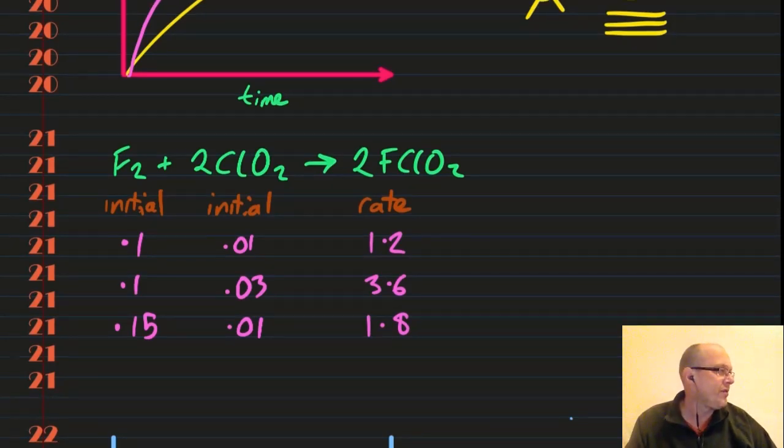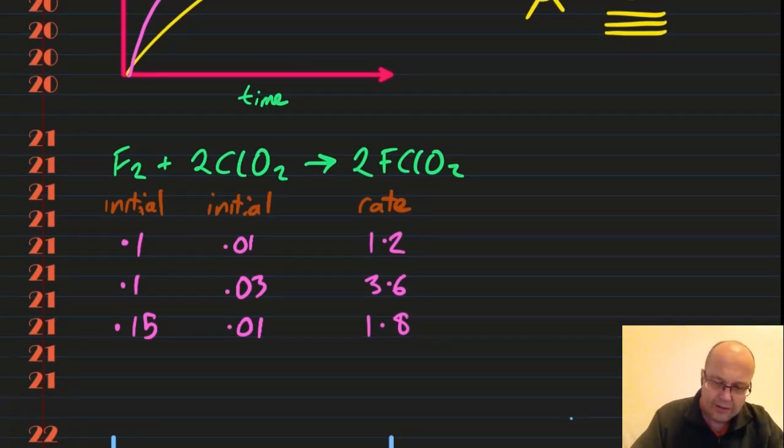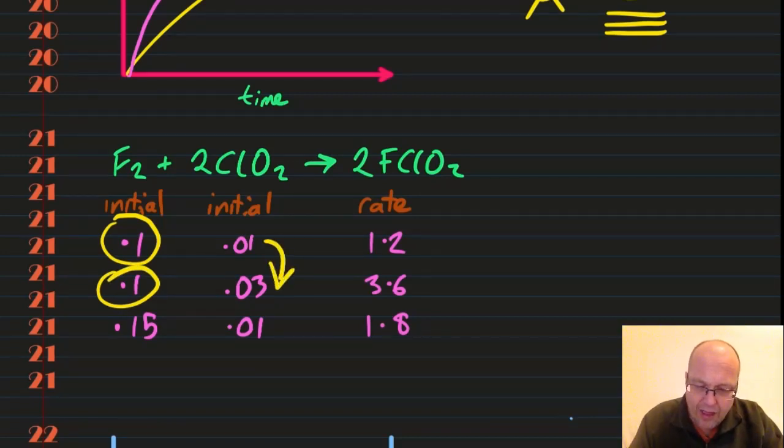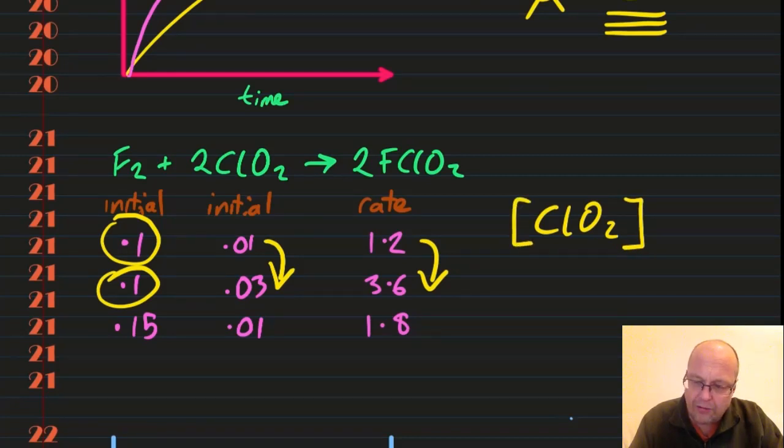21, orders of reaction. So keeping the concentration of fluorine the same, I've tripled the chlorine dioxide and I've tripled the rate, which must mean the order of reaction for chlorine dioxide is 1. I double the concentration and I double the rate. It's an order 1. Is that enough?